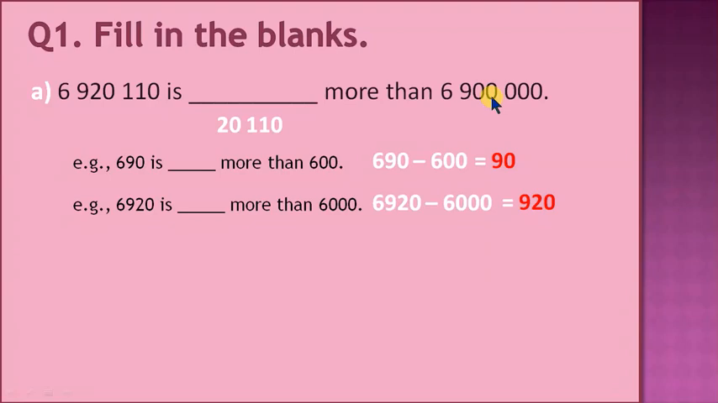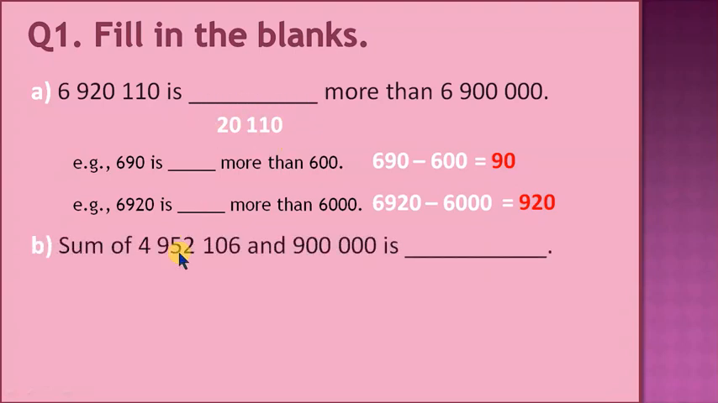You can find this answer if you subtract 6,900,000 from this value. Okay, now B, sum of 4,952,106 and 900,000 is. So here you have to add both values because you have to find the sum. And when you find the sum, you have to add both values.